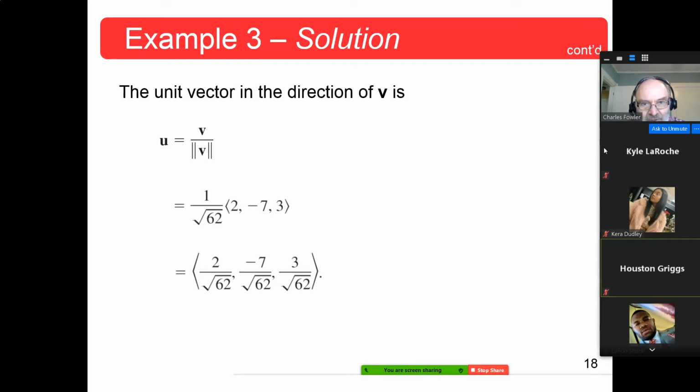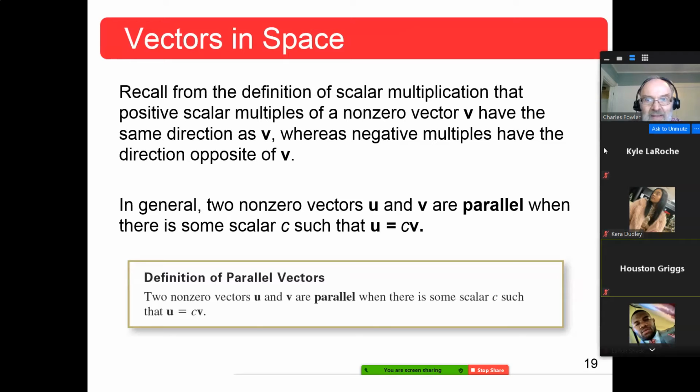Okay, sorry that took way too long of an explanation. Now, recall from the definition of scalar multiplication that positive scalar multiples of a non-zero vector v have the same direction as v. They're just either longer if that positive scalar is greater than 1, or shorter if the positive scalar is less than 1. But it's always in the same direction as v. Whereas the negative multiples have the direction opposite of v.